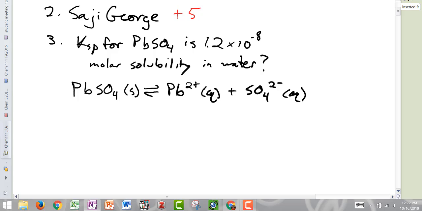Once I have a balanced equation, products over reactants always takes the same form. What do? Leave out liquids and solids. Good. In this case, I have a solid, which you always will for solubility product. And coefficients become exponents. Coefficients are 1. So exponents are 1.